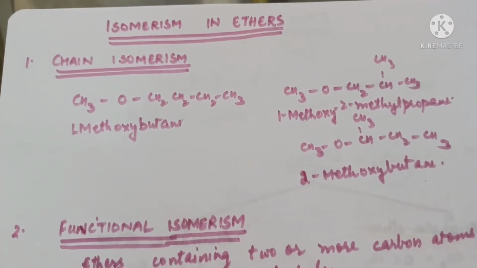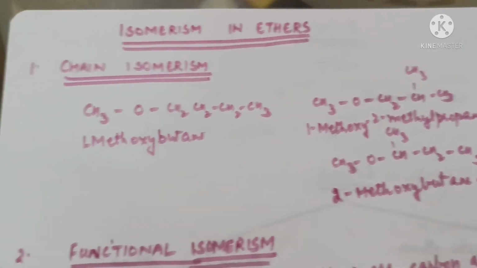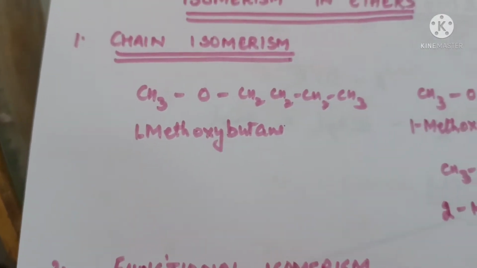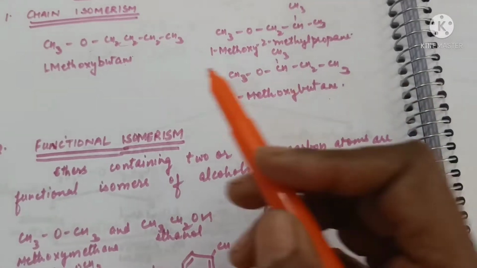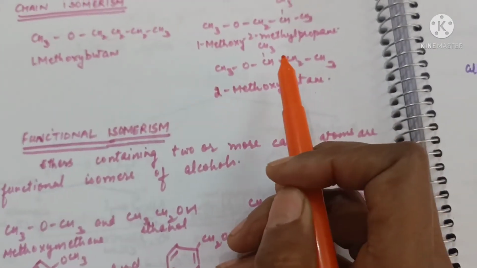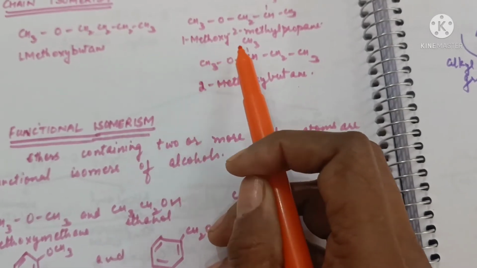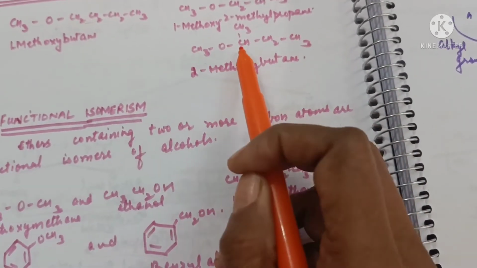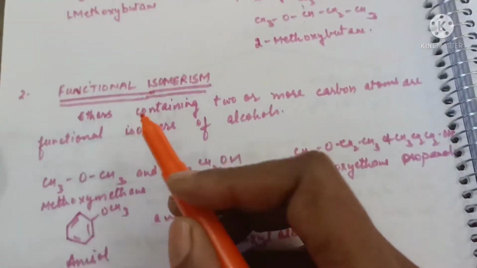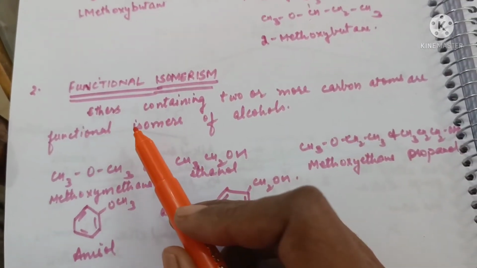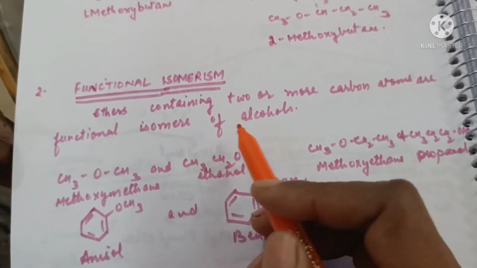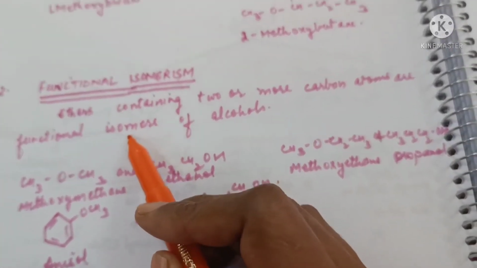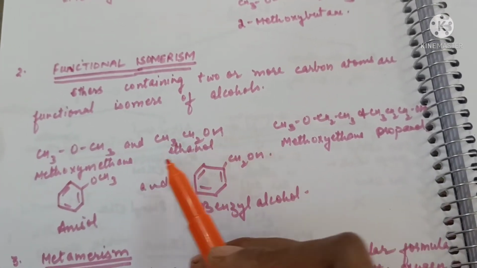First is chain isomerism. The difference arises in the type of chain attached in the alkyl group. It will be called methoxybutane, and this will be called 1-methoxy-2-methylpropane, and 2-methoxybutane. Second type of isomerism is functional isomerism, where the difference arises in the type of functional group. So the ethers are functional isomers of alcohols containing the same molecular formula. For example, methoxymethane and ethanol are functional isomers.